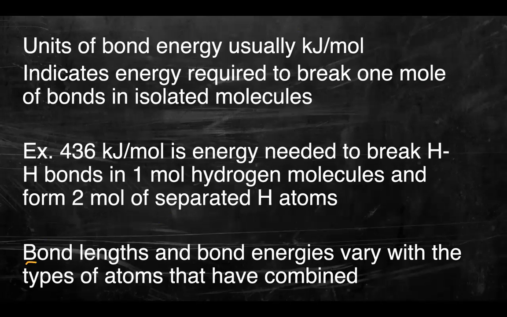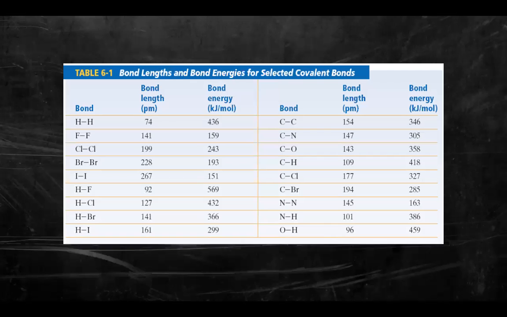And again, both of these characteristics are unique for every single molecule. So if you change the atoms, you're going to change the way that the atoms interact. You're going to change the bond length and the bond energy. So it's very specific for the kind of molecule. So here's just a table to give you some ideas. For some reason here it's 74, not 75, but it doesn't matter.